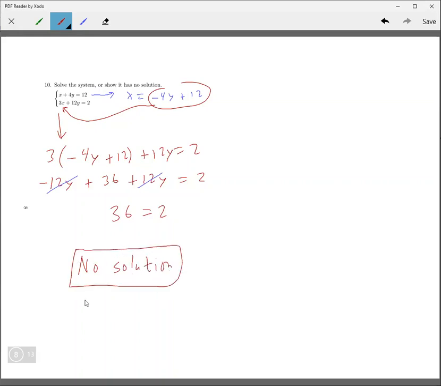Okay, so when you get to that point, then that means there's no solution, because 36 is not 2. If you do this by elimination, then you'll also come up with some weird thing. It might not be 36 equals 2, but it'll be something else that's clearly false and can never be remedied.